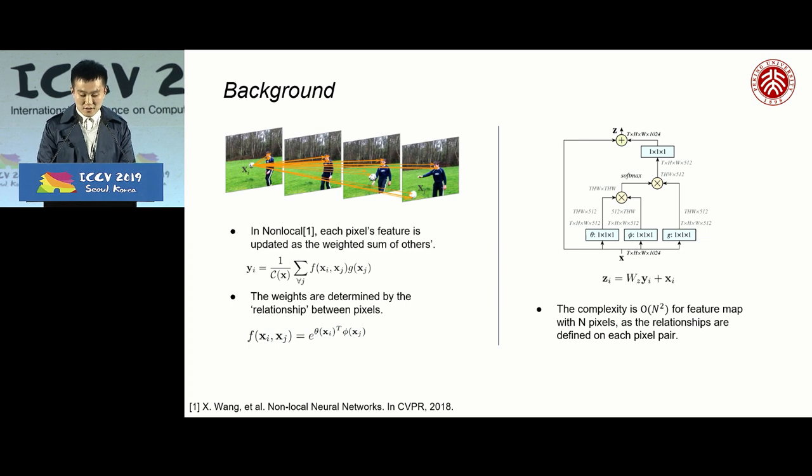As shown in the left picture, the feature of pixel x_i is updated by the weighted average of all pixels' features. And the weight between pixel i and pixel j is calculated as their normalized correlation. So you can see the whole structure of the non-local module on the right. As the correlation has to be computed for each pixel pair, the complexity for the non-local module will be O(n squared), where n is the number of pixels on the input feature map.